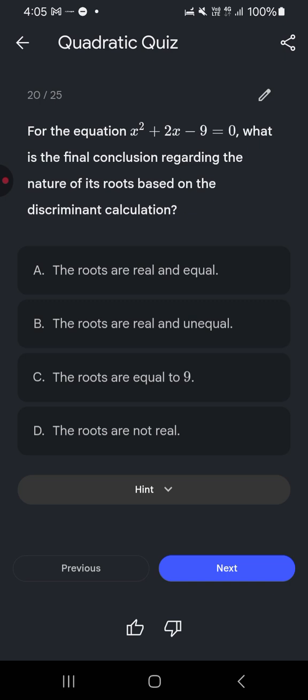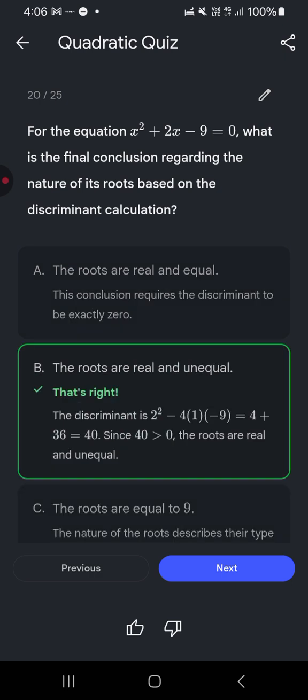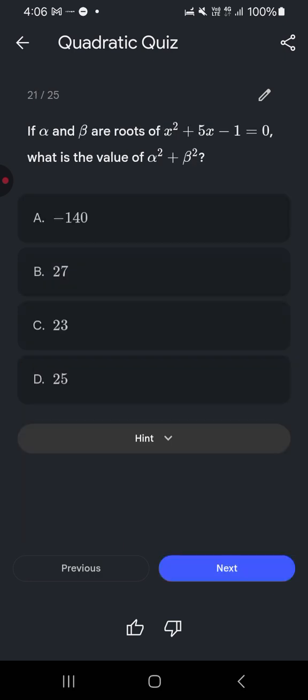For the equation x square plus 2x minus 9 is equal to 0, what is the final conclusion regarding the nature of its roots based on the discriminant calculation? Option B. Because if we put the values in the discriminant, we get the answer as 40, which is greater than 0. That means the roots are real and unequal.